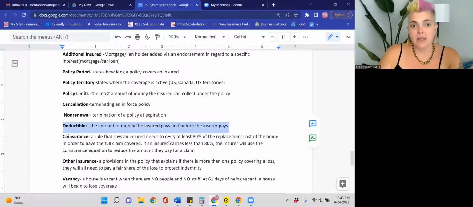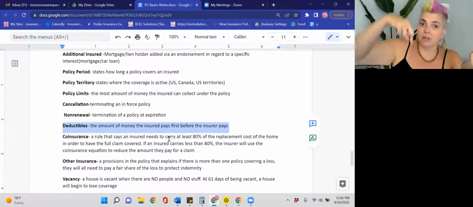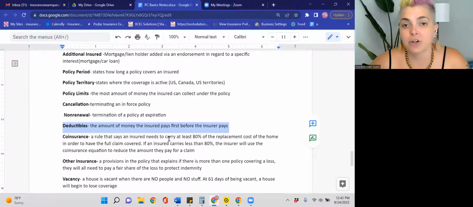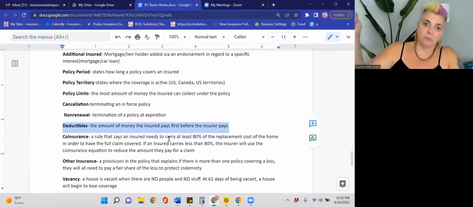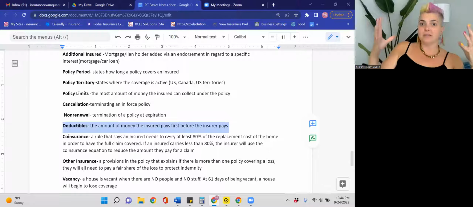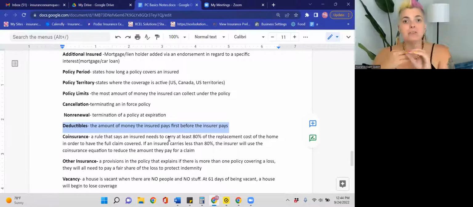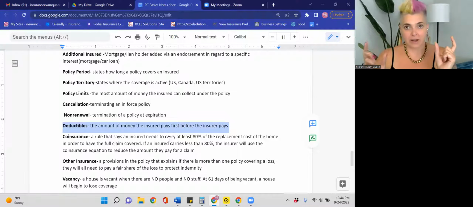That's a deductible. The bigger the deductible, the lower your premium. If you want to save money on your homeowners or car insurance, pick a big deductible. It will lower the premium because you're basically saying the bigger the deductible, the more risk you're willing to keep, the more risk you're willing to retain. So the bigger my deductible, the more of the risk I will retain. Think about somebody with the $250 deductible on their car versus a $1,000 deductible.